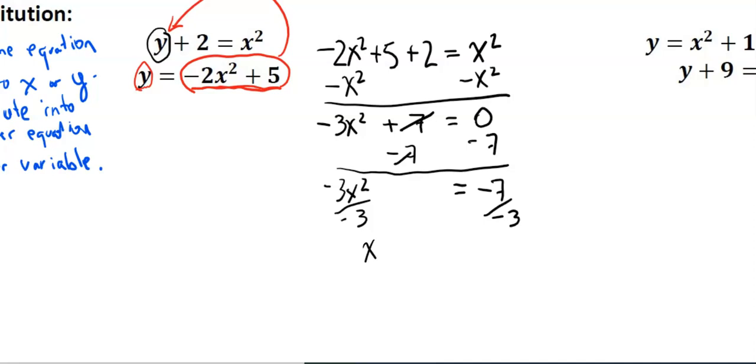And we get x squared is equal to 7/3. Then we take the square root, since we got the squared portion alone now. So we take the square root of both sides. We need to remember when you do that to add the plus or minus. So then x is equal to plus or minus the square root of 7/3.